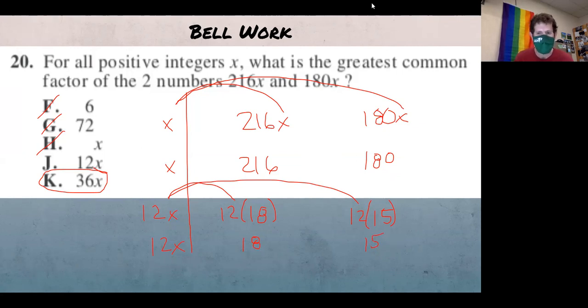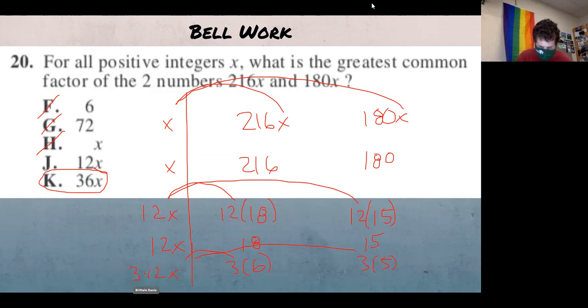From here, if I didn't have multiple choice and I was still trying to keep going, maybe what I could see is that 18 and 15 have a common factor. And what is the common factor between those two? Say that again. 3. So I can rewrite this as 3 times 6 and 3 times 5. At this point, I'm going to pull a 3 out from both of those, so I'm going to have 3 times 12x. And of course, when I take 3 times 12, I get 36.